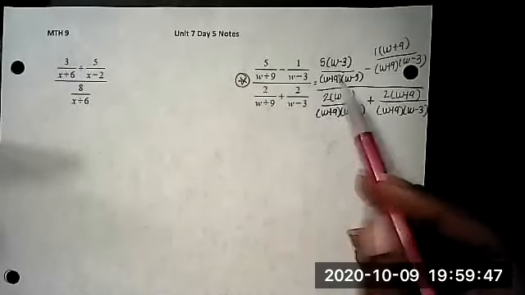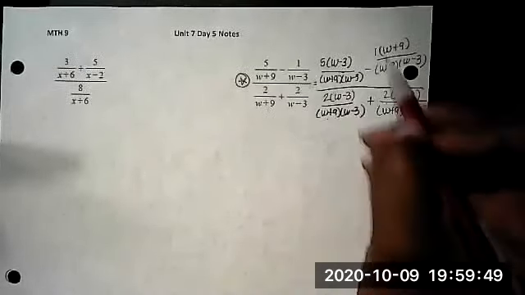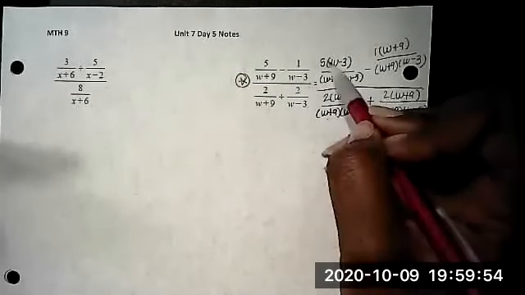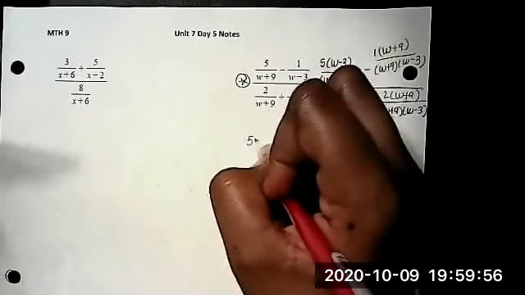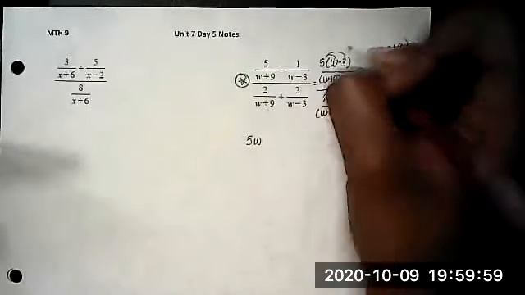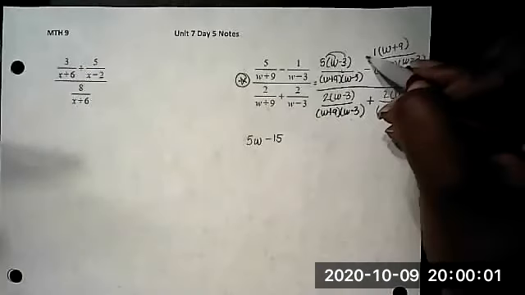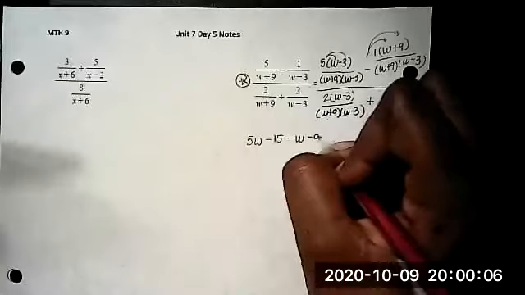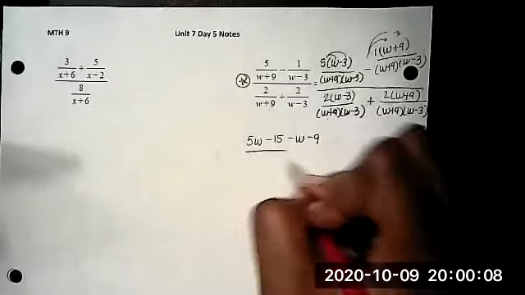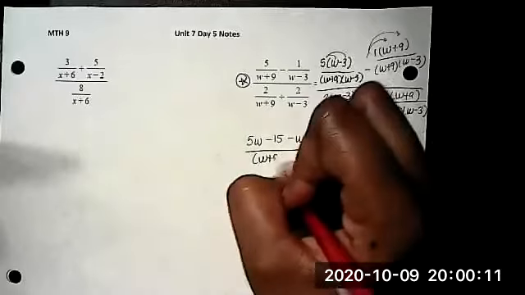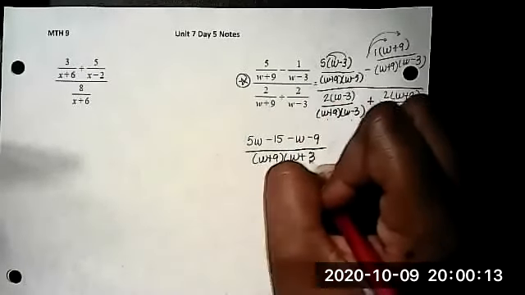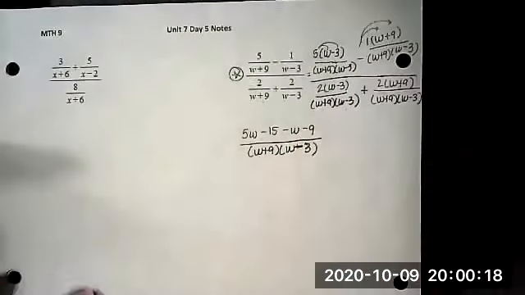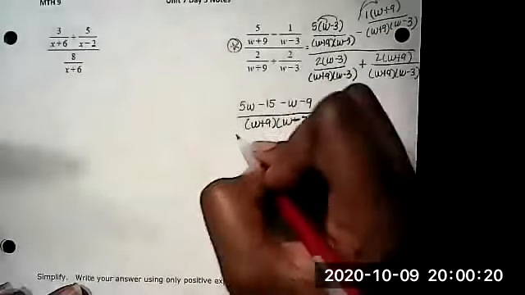Okay. Now we can combine them because they have the same denominator. So this becomes 5W, because I'm distributing, minus 15. And don't forget to distribute the negative 1 to both. So this becomes negative W minus 9. Over, of course, the W plus 9, W minus 3.